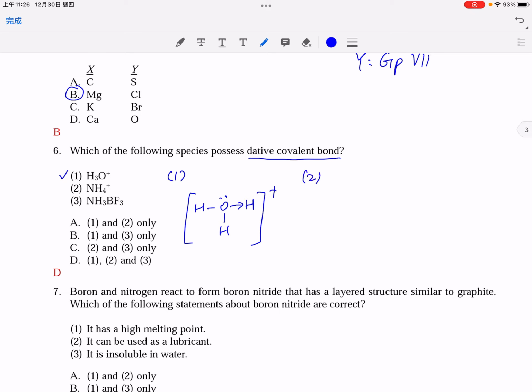Option 2, very similar situation. Ammonia molecule has 1 lone pair of electrons, and if this lone pair of electrons is donated to H+, then the resulting ion is the ammonium ion. So it is another example. Option 3.